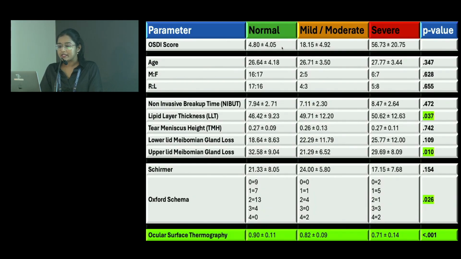Among IDRA parameters, lipid layer thickness showed a significant increasing trend from normal to severe dry eye disease, suggestive of aqueous deficient dry eye disease rather than evaporative dry eye disease. Lower lid meibomian gland loss showed a worsening trend but was not significant. Other parameters of IDRA showed no correlation with signs and symptoms. Oxford score was significant between groups but not strongly linked to severity. OST showed statistically significant difference between groups, correlating well with severity.